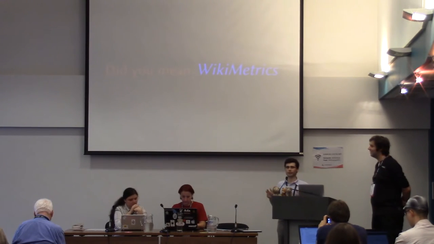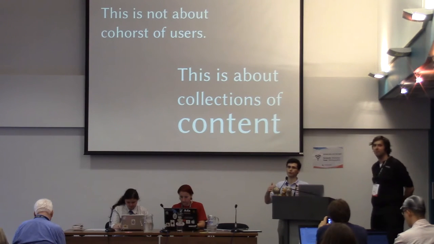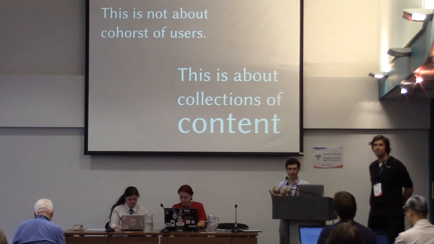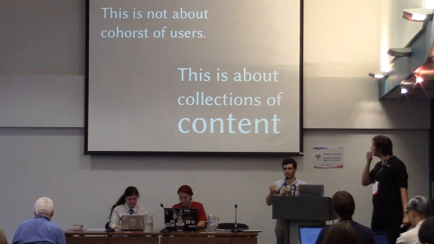The fundamental difference, just to get that out of the way right away, is that Wikimetrics is about cohorts of users and getting data on them. The Berkeley metrics, and we'll get into that more later, is about collections of content, and specifically on Wikimedia Commons, the multimedia library of the Wikimedia projects.